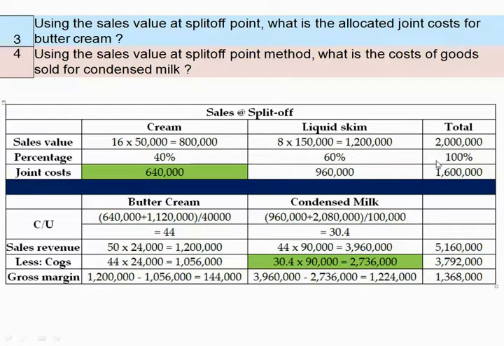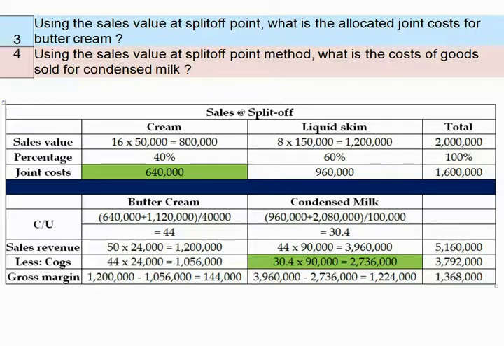Joint costs allocated: total joint cost 1,600,000 multiplied by 40% equals 640,000 for cream. For liquid skim, 60% multiplied by 1,600,000 equals 960,000. So the answer of requirement number 3 equals 640,000. Requirement number 4, using the sales value at split off point method, what is the cost of goods sold for condensed milk?